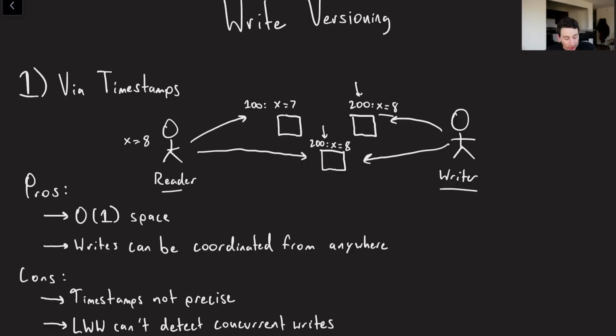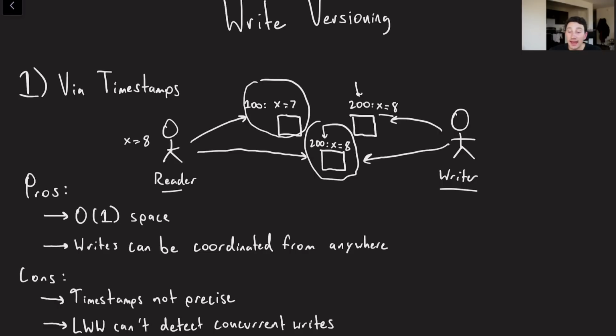And then we have a reader, and the reader is going to read x equals 8 from this node down here, and it's also going to read x equals 7 from this node over here. So which one is the actual proper value, because those two nodes disagree on it? Well, the reader can use the actual write timestamps themselves to differentiate and figure out which one is better, which is known as last write wins.